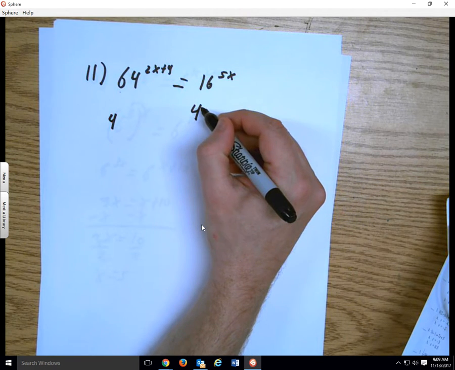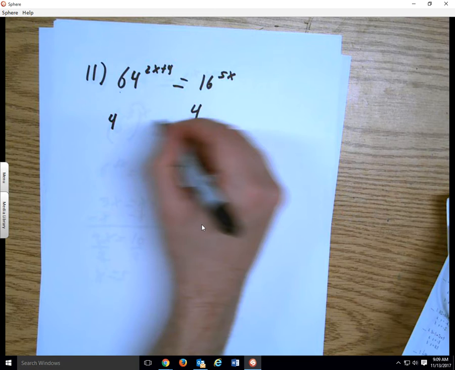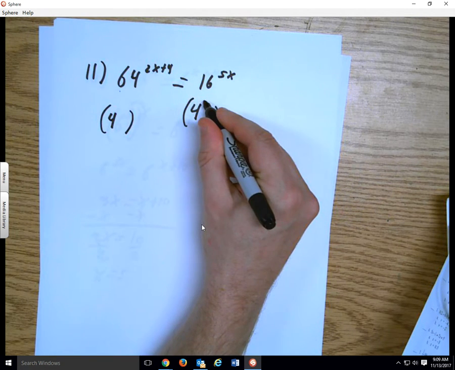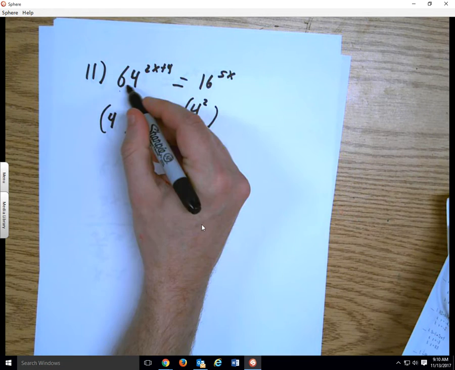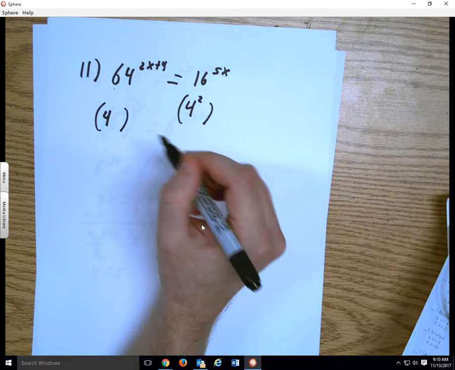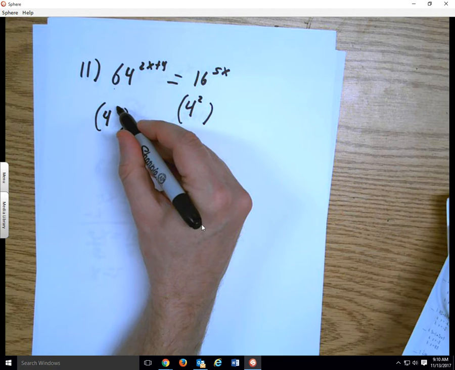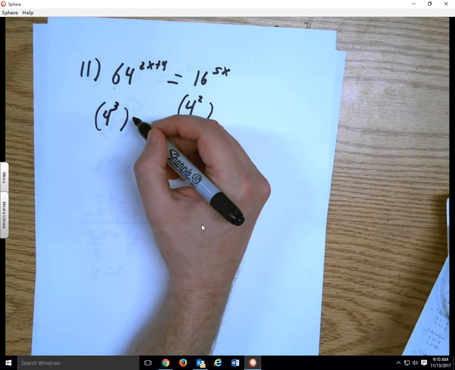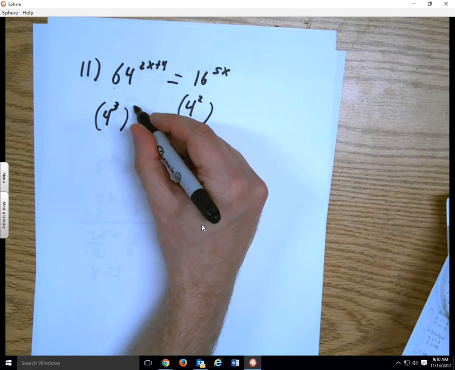16 is 4 to what power? Actually, 4 times 4 would be 16. Okay, 64 is 4 to what power? It'd be the third power. 4 times 4 is 16. 16 times 4 is 64.